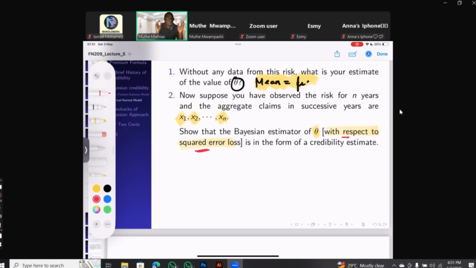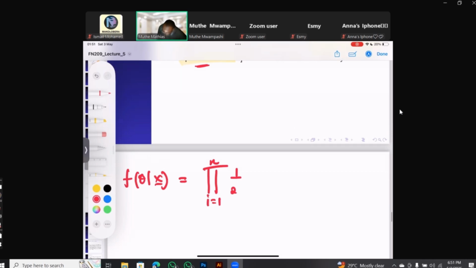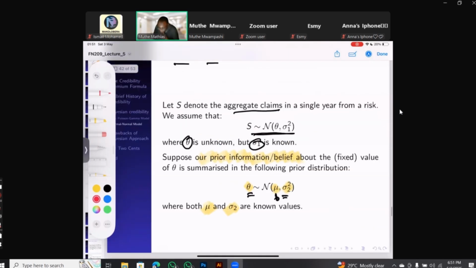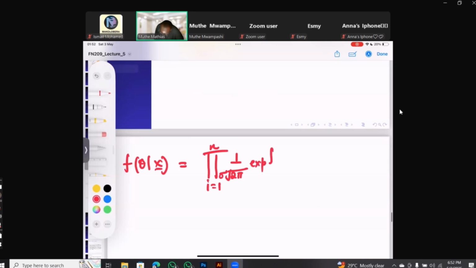But remember, we are combining two normal distributions here, right? So our posterior distribution f of theta given the data is, as usual, found from the likelihood, which is the product from i equals 1 up to n. We start with the first normal distribution, with mean theta and variance sigma 1 squared. So we are going to have the exponent of -1/2, and then we have x minus mean.